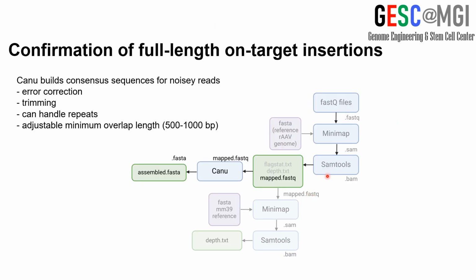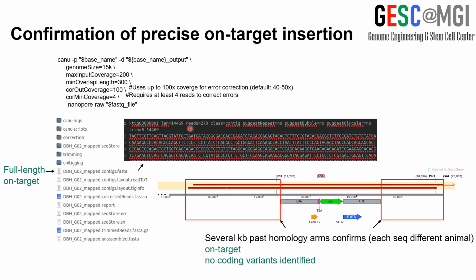In the next step, we take these mapped FASTQ files and we use a tool called Canu, and this tool helps build consensus sequences for noisy reads, and it performs error correction, trimming, and can handle repeats, and you can adjust the minimum overlap length for assembly. It outputs a FASTA file, and it will assemble contigs associated with these mapped reads. The Canu tool will really help confirm precise on-target insertion by assembling the mapped reads, and it will output however many contigs it can assemble from those reads.